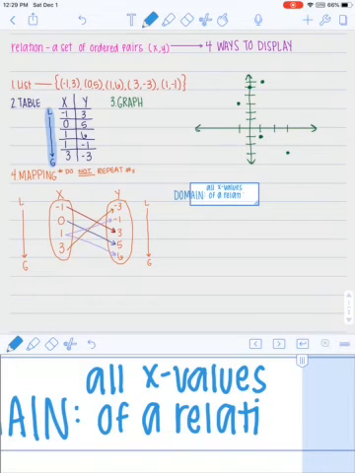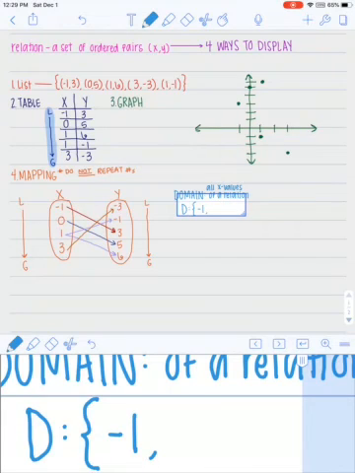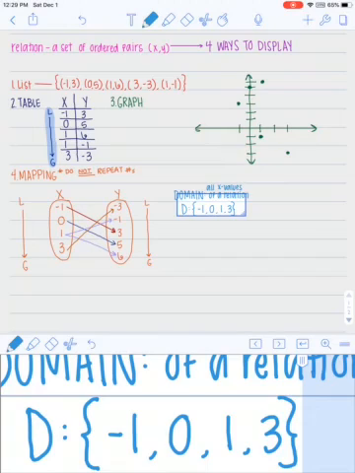And you follow the same rules as our mapping strategy. So I'm going to come down here. I identify it as my domain by writing a capital D, then a colon, then a grouping symbol, brackets or these, and then I list my x values least to greatest, no repeating. So -1, 0, 1, 3, close it with another grouping symbol. That's our domain.